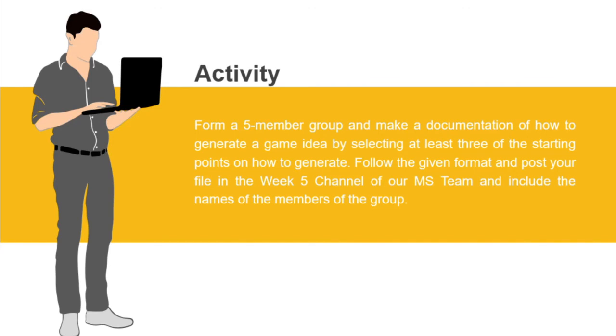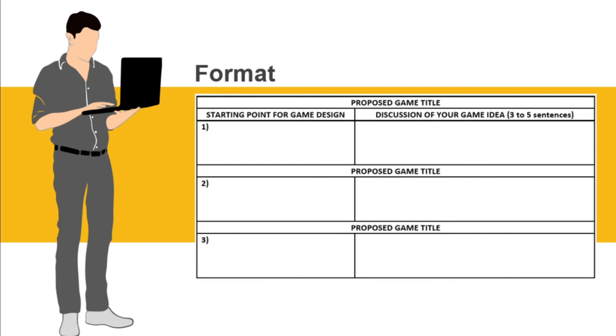For this lesson's activity, form a 5-member group and make a documentation of how to generate a game idea by selecting at least 3 of the starting points on how to generate. Follow the given format and post your file in the Week 5 channel of our MS Team and include the names of the members of the group. So here is the given format.